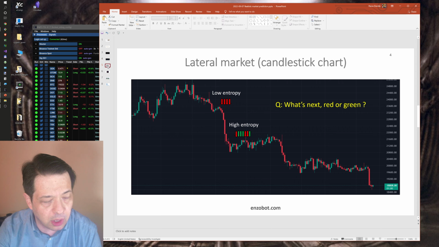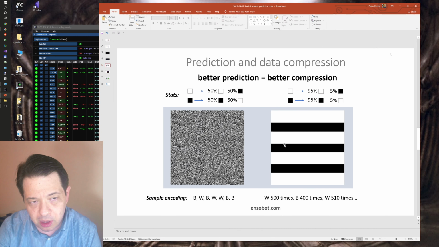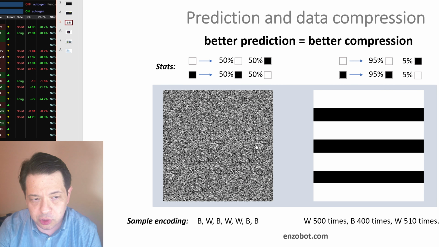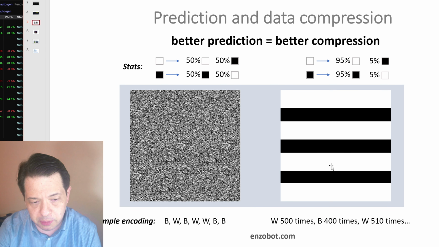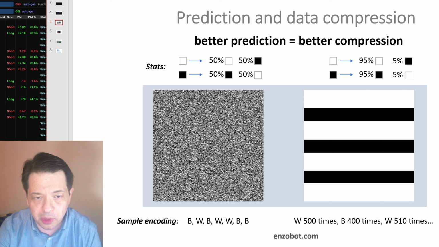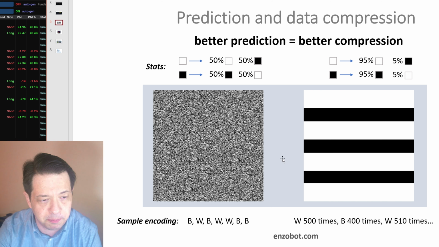And here I would like to draw a parallel with image compression. On the left side, I have an image which is very high entropy. On the right side, I have an image that is very low entropy. They all have the same amount of pixels. So if one had to store each pixel, let's say 1 byte per pixel, they would take the same amount of space, whether in memory or on disk.